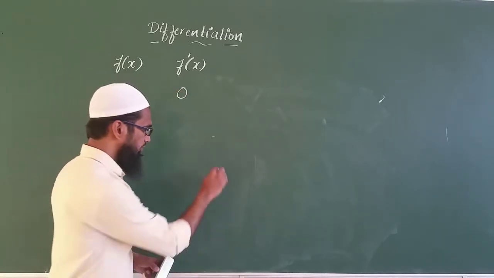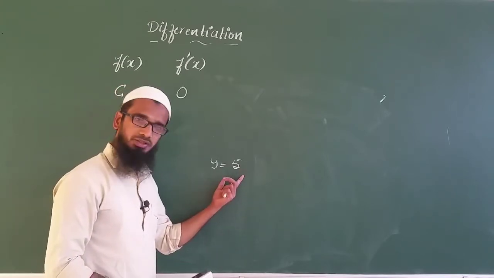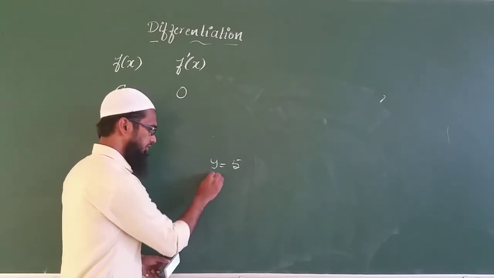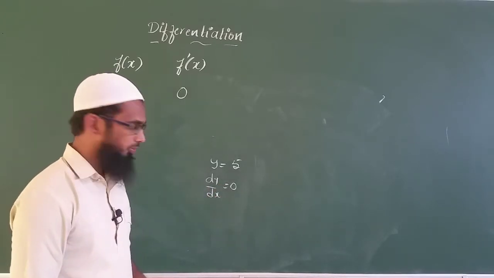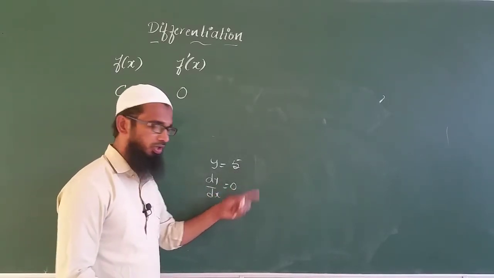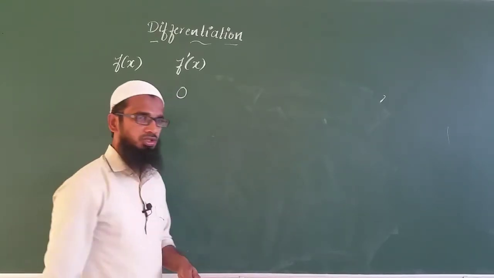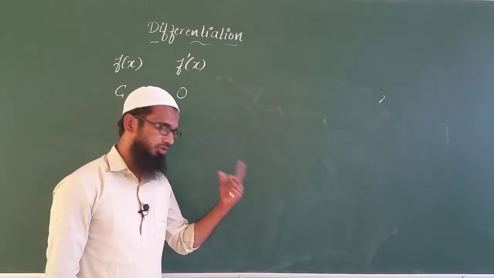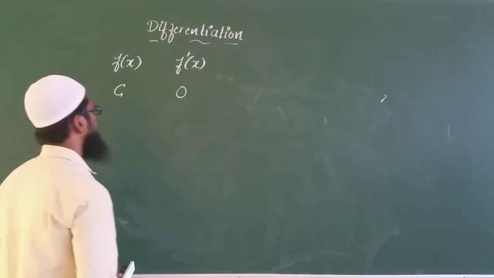For example, if I take y is equal to 5, because here there is no x, if I find dy by dx, it will be 0. Because there is no x term over here, when such a constant is given, we have to directly substitute that the differentiation of that particular constant is 0. So we have to remember this.